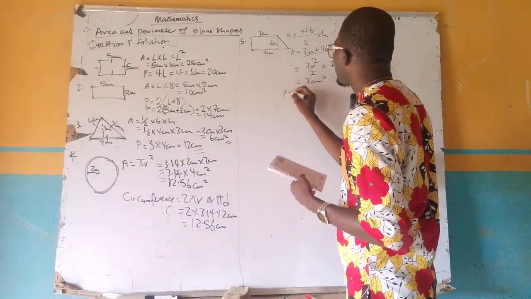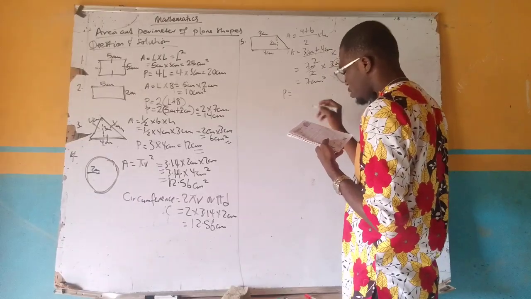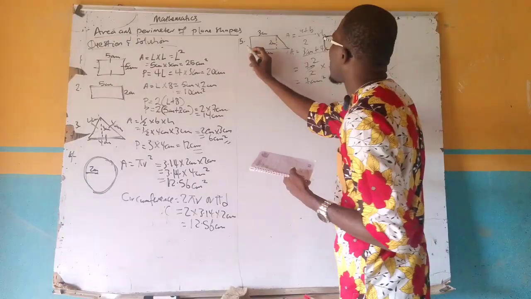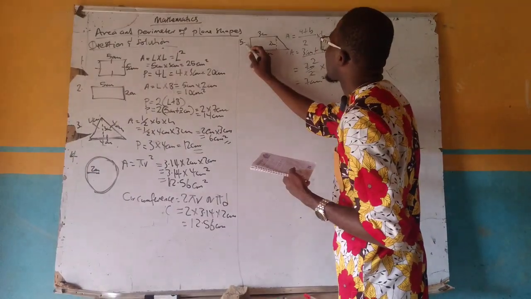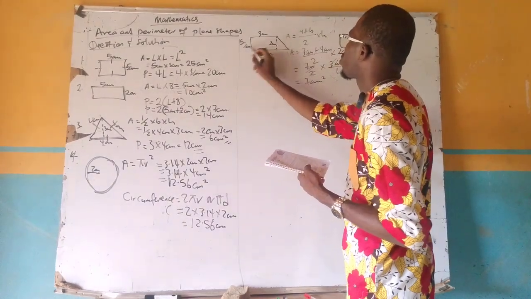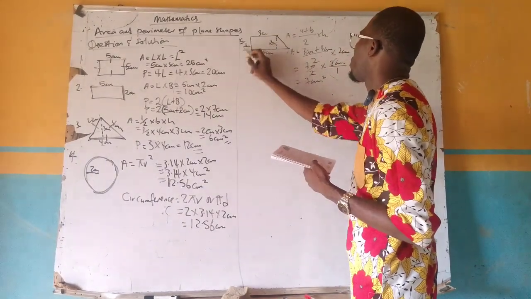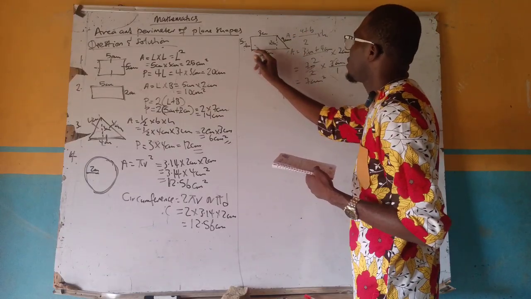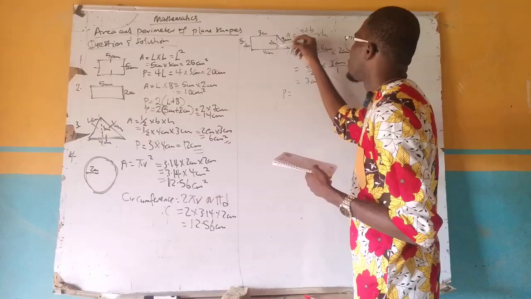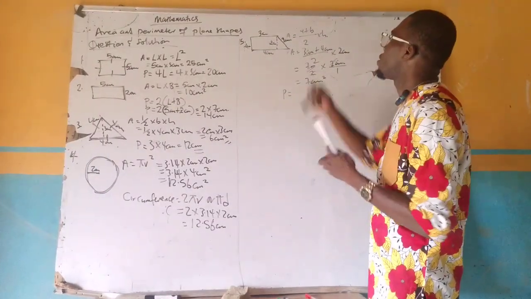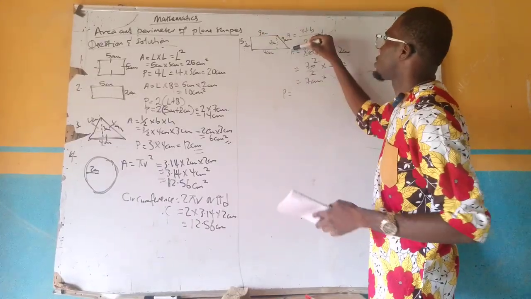Now for the perimeter of this shape, the formula is simple, just add the sides. Let's say I put a side here, 2 centimeter, because these two sides must be equal, and 2 centimeter here, and we have this. So what is the perimeter of this shape? Remember, perimeter is simply this plus this plus this plus this.